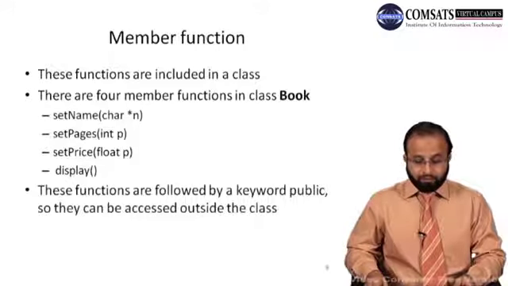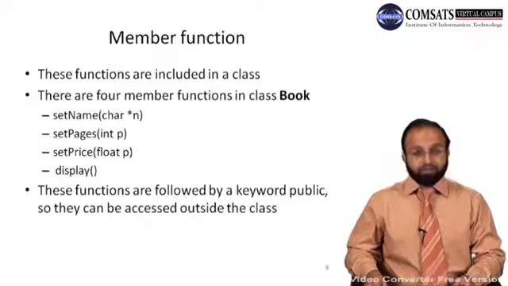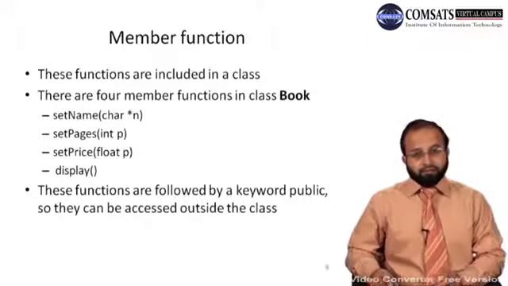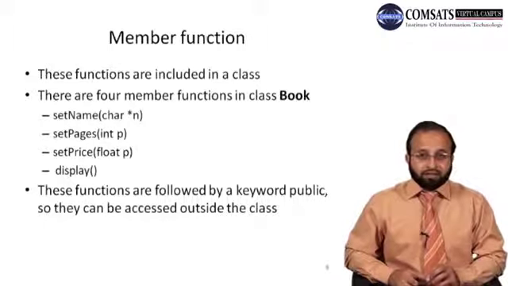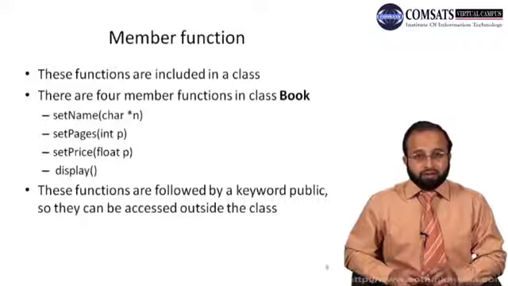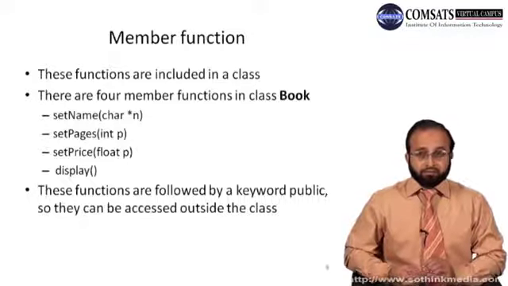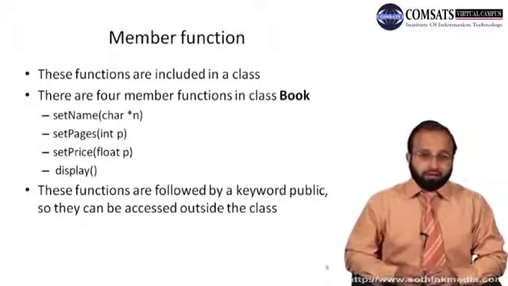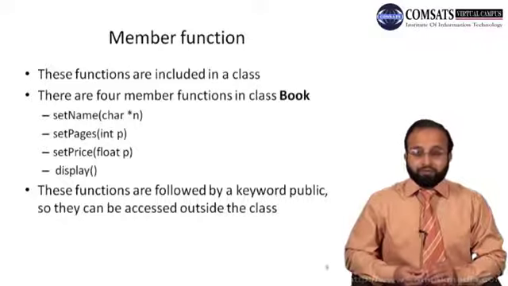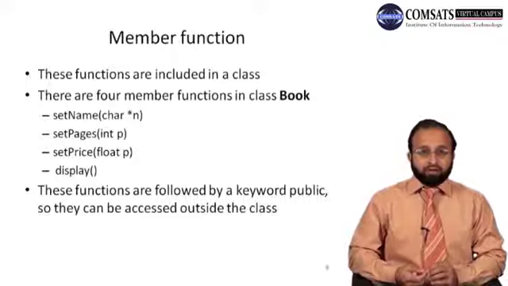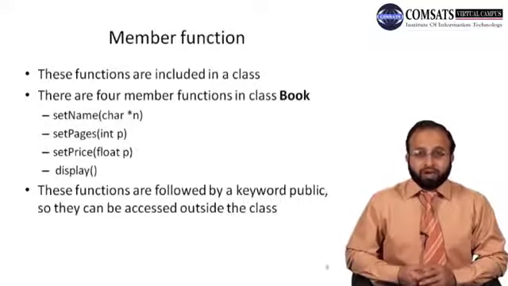These functions are followed by the keyword public, so they can be accessed outside the class. So public is something that can be accessed outside the class, private is something that is accessed only from the definition of the class, that is, through the member functions of that class. Why do we make the data members of the class private? Because in the real world you cannot directly access the state of the object. You have to execute the behavior to change the state.